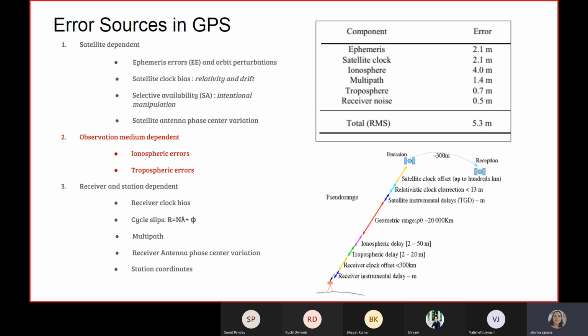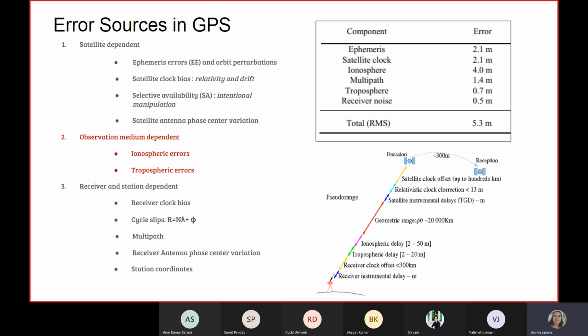Then selective availability, this is intentional manipulation for national security reasons. This has been switched off, so this error is not prevalent anymore. Then observation medium dependent errors are there. Observation medium means the signal is propagating through the atmosphere. So the signal encounters the ionosphere and troposphere. These are the two parts of the atmosphere, and some error is induced through this propagation. That is, some delay happens in the reception of the signal at the receiver.